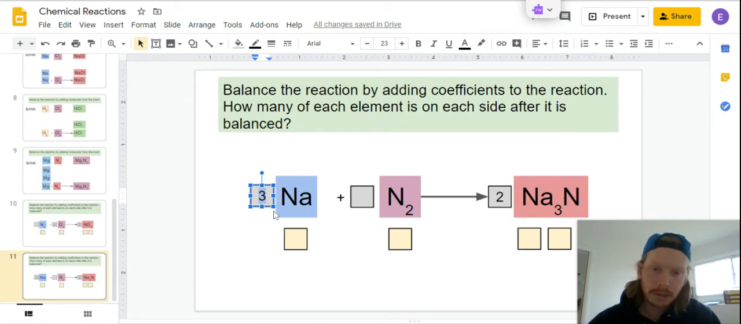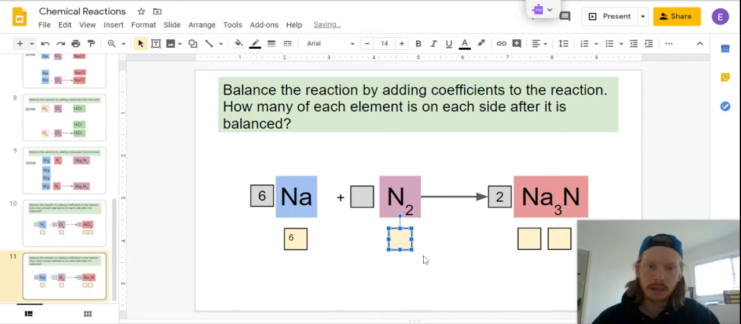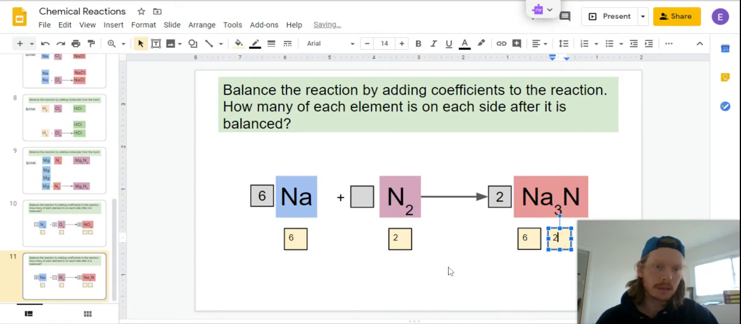Okay, and I'll show you that one more time. So we went through it once because we saw the 3, so we changed it to 3. Then we had to double it because of our nitrogen. And now it's going to start to work out. So we have 6 and 2 and 6 and 2 groups of that.